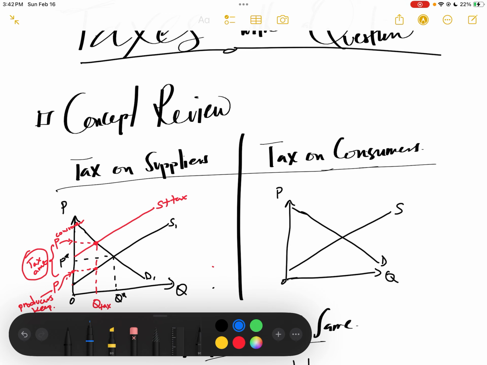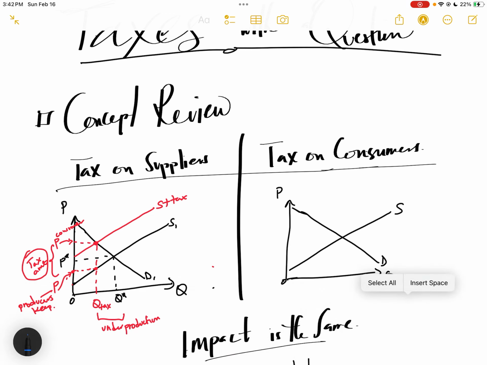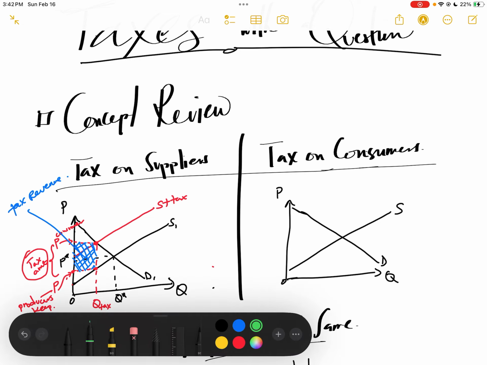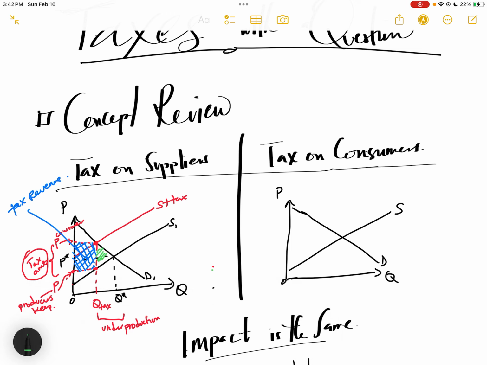Okay, now to shade for you the tax revenue. And I know some of you already remember this, possibly from class or some other lecture somewhere. That blue shaded area is the tax revenue that will go to the government. Okay, now what about the deadweight loss? I will shade that in green. The deadweight loss is this area. The height of the deadweight loss, right, is the tax amount, and the width of the deadweight loss is the underproduction. So deadweight loss. All right.